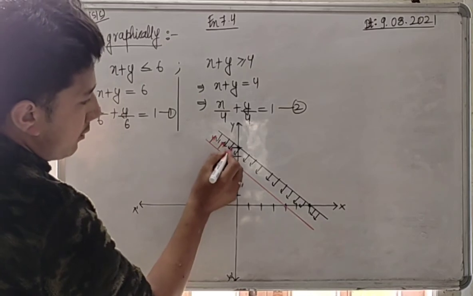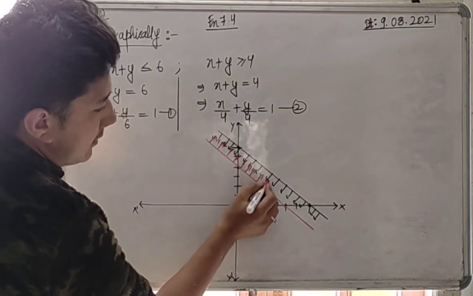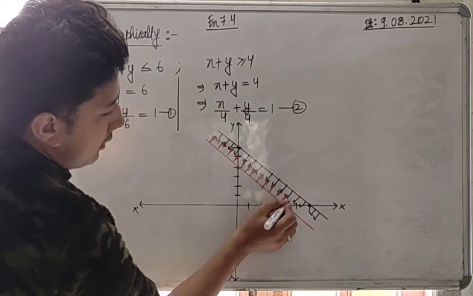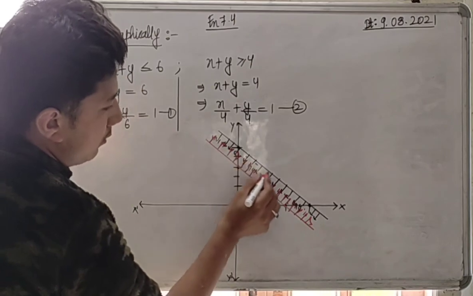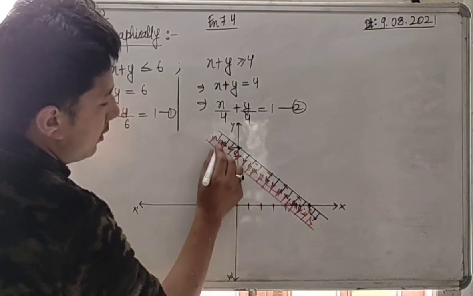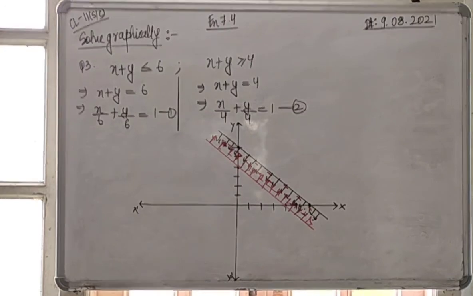Since it's away from the origin, it's obvious the common region of these 2 straight lines will be this middle region only. So all these points will be your answer. Any point out here is an answer. This is the graph of these 2 inequations. Okay, so please pause the video and note it down properly.